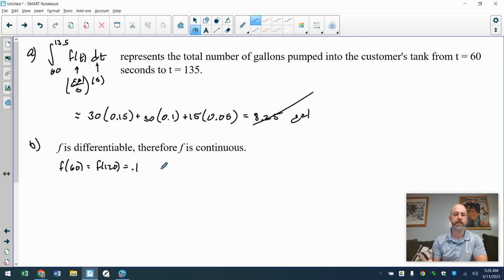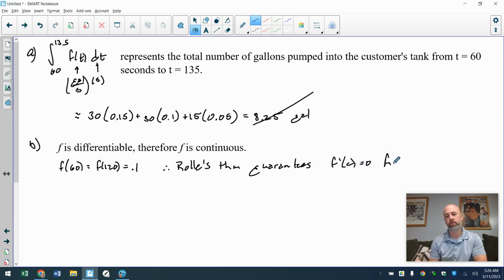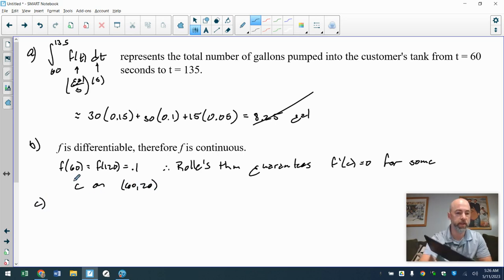That last little bit's not necessarily necessary. Therefore, Rolle's theorem, which I always tell my students not to name theorems because you're volunteering information that's not specifically requested. But this is Rolle's theorem, guarantees that f prime of, and they do use the letter c, is equal to 0 for some c on the interval, and we're going from 60 to 20. So far this is an extremely nice question.